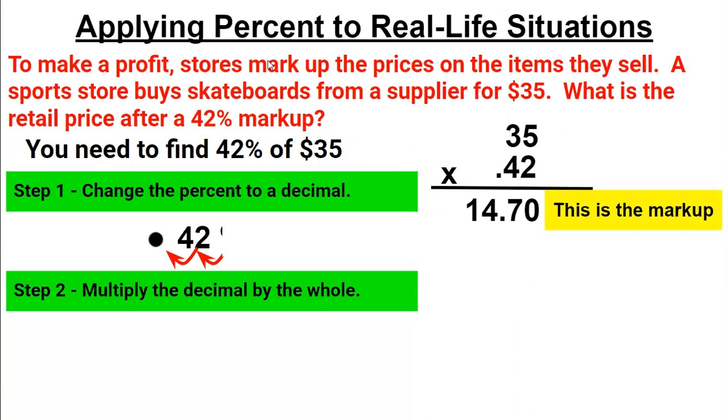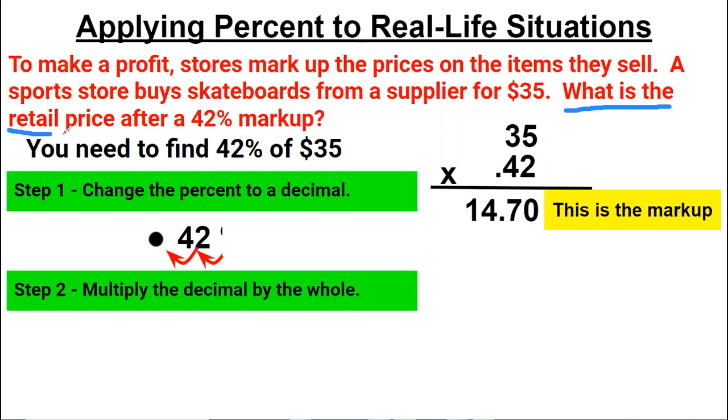Is that the answer to my question? What is my question? Let's look at it. Let me change colors here. My question is, what is the retail price, the selling price, after the markup, right? After 42% markup. Is $14.70 how much she's going to sell the product for? She's going to sell the skateboard for less than she paid for it? That doesn't make sense. I have another step, right? The $14.70 is how much more she's going to charge.